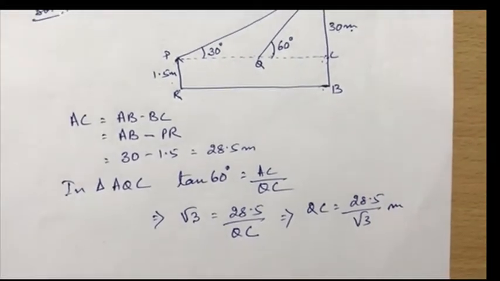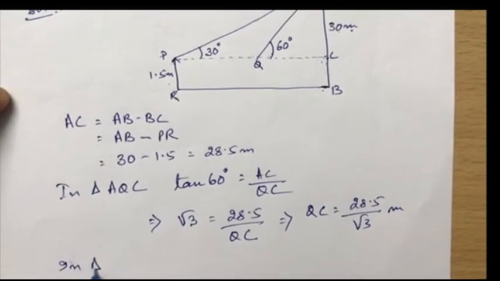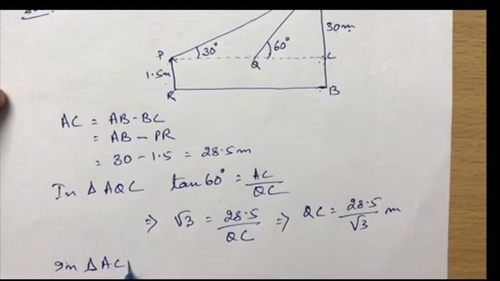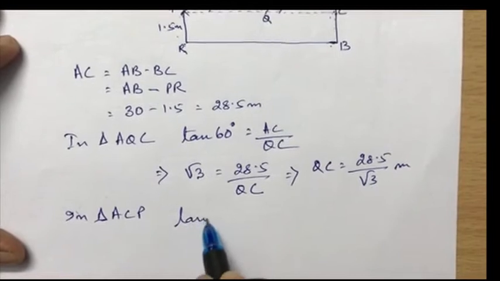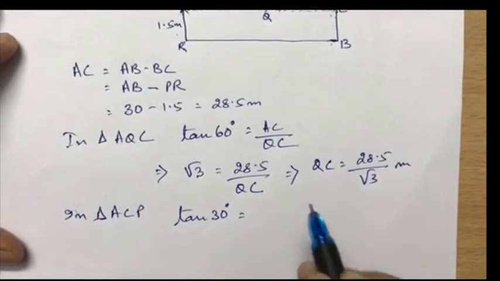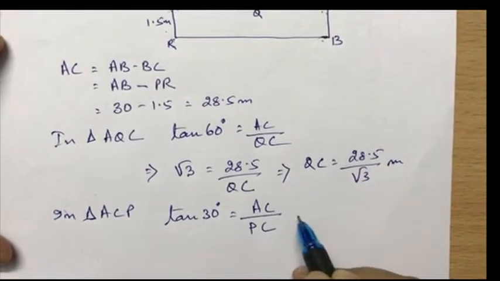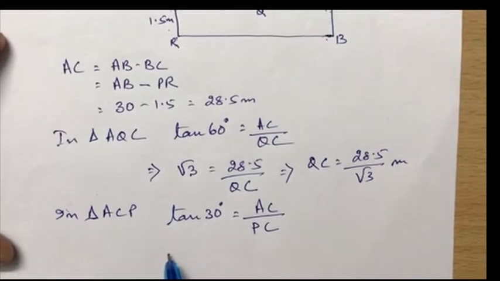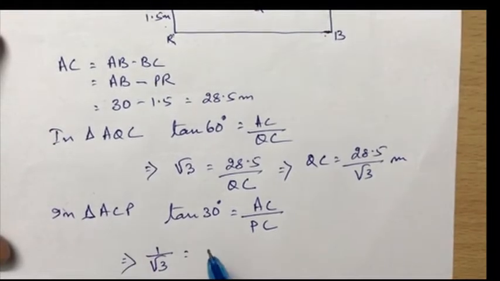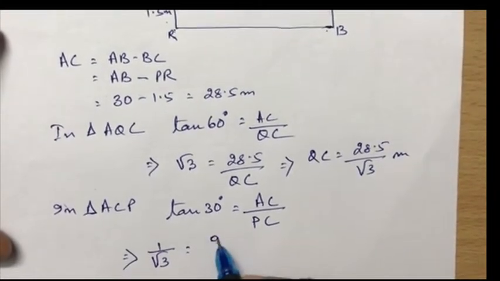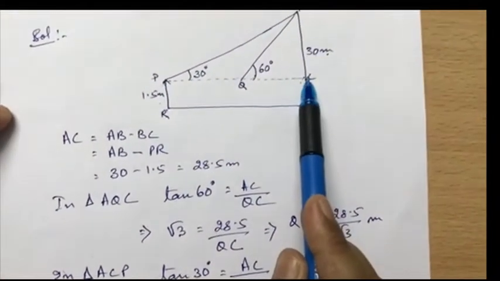Let us move ahead. So in right triangle ACP, what do we take? Again the same thing: tan 30 degree will be equal to AC by PC. What is tan 30? Tan 30 is 1 by root 3. So it will be 28.5 by PC. Now how to get this PC?